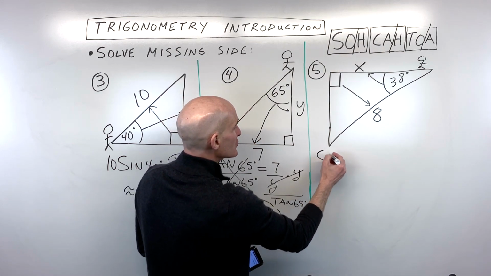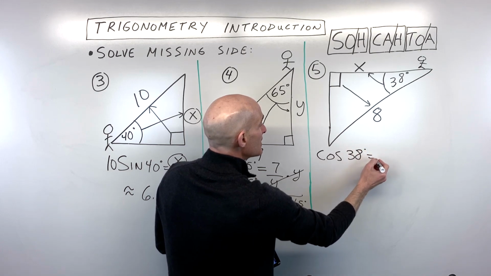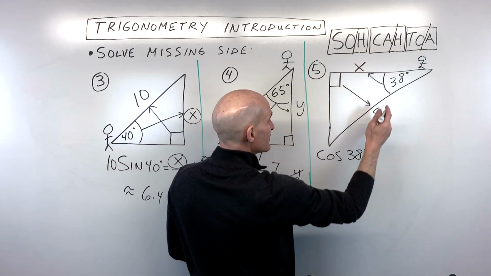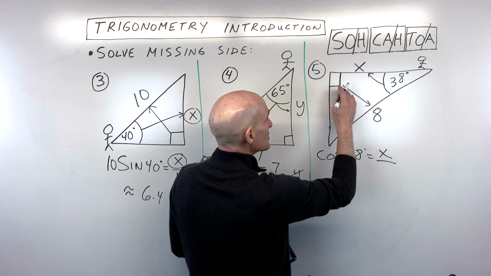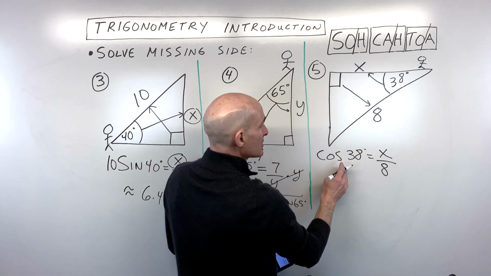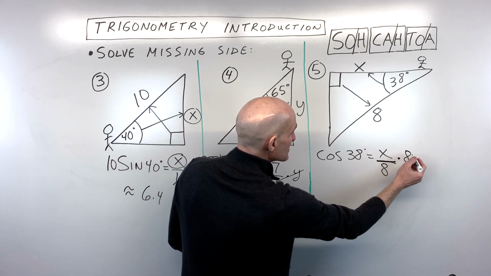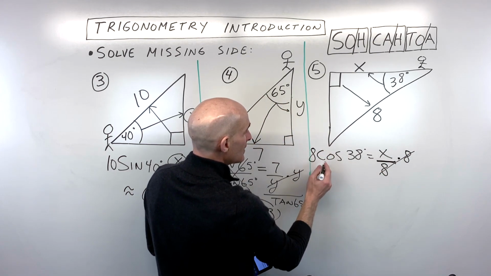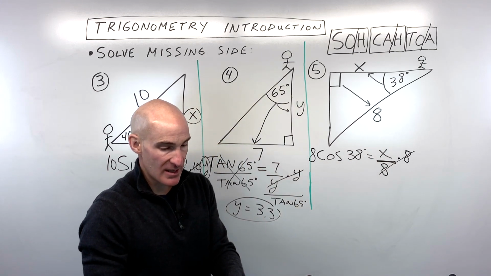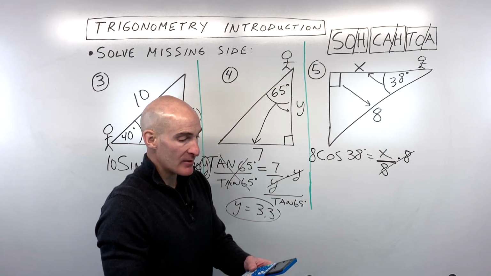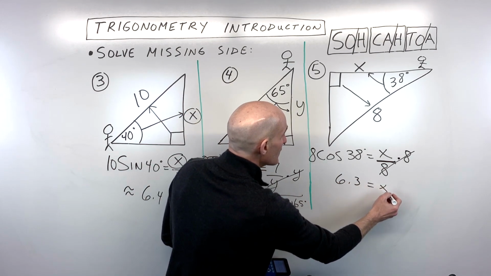So we're going to say the cosine of our angle, cosine of 38 degrees, equals the ratio of the adjacent divided by the hypotenuse. So adjacent we said was x, hypotenuse we said was across from the right angle, 8. To get x by itself, instead of dividing by 8, let's do the opposite. Let's multiply both sides by 8. So x is equal to 8 times the cosine of 38. We'll go to the calculator, and I'm getting about 6.3. So 6.3 is equal to x.